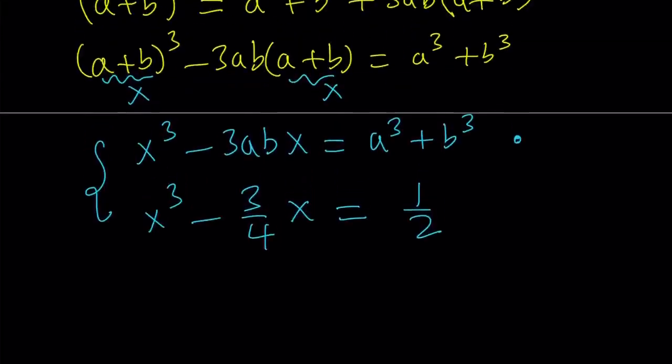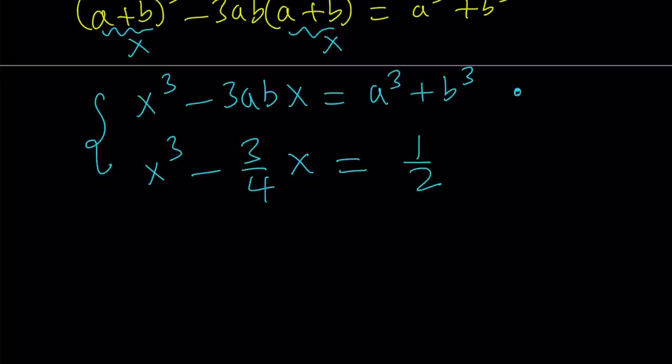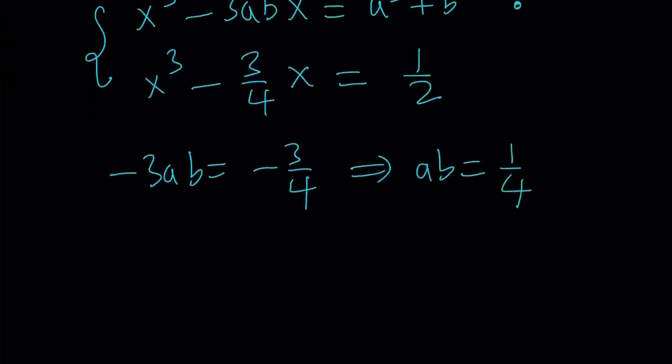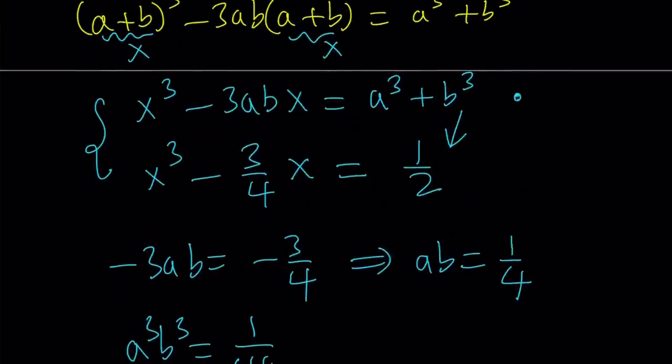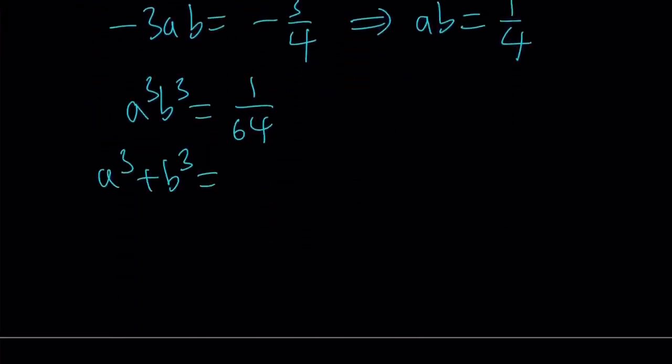For solving this equation, this gives me negative 3ab equals negative 3/4. And from here we get ab equals 1/4. And by cubing both sides, we get a cubed b cubed equals 1/64. I do need to cube both sides because I want to use the sum of cubes. And a cubed plus b cubed is basically equal to the constant on the right-hand side, which is 1/2.